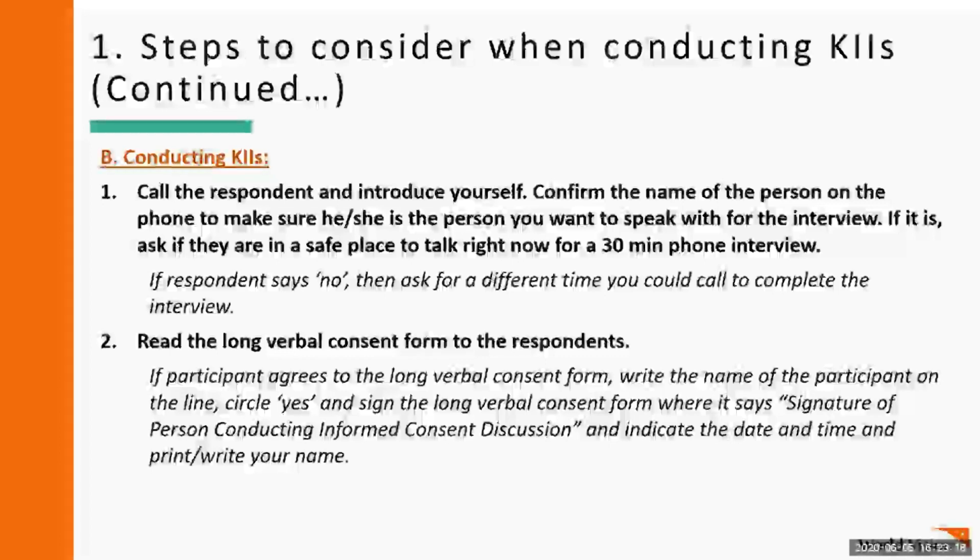When conducting KIIs, call the respondent and introduce yourself. Confirm the name of the person on the phone to make sure that he or she is the person you want to speak with for the interview. If it is, ask if they are in a safe place to talk right now for a 30-minute phone interview. If respondents say no, then ask for a different time you could call to complete the interview. Read the long verbal consent form to the respondents. If participants agree, here is an example of a long consent form.